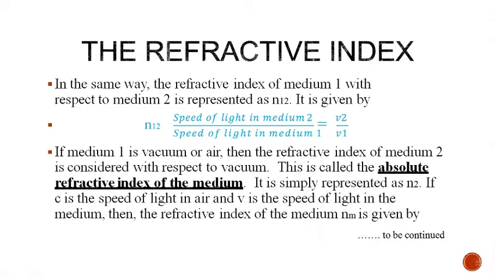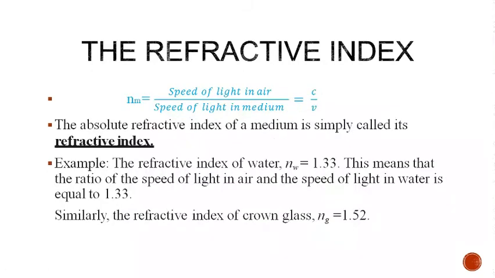And please listen carefully, if c is the speed of light in air and v is the speed of light in the medium, then the refractive index Nm is given by c upon v, that is, speed of light in air upon speed of light in medium. Absolute refractive index of the medium is simply known as refractive index.